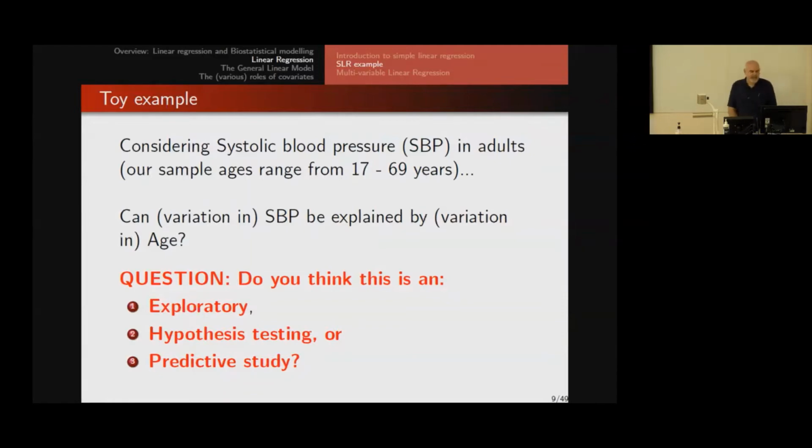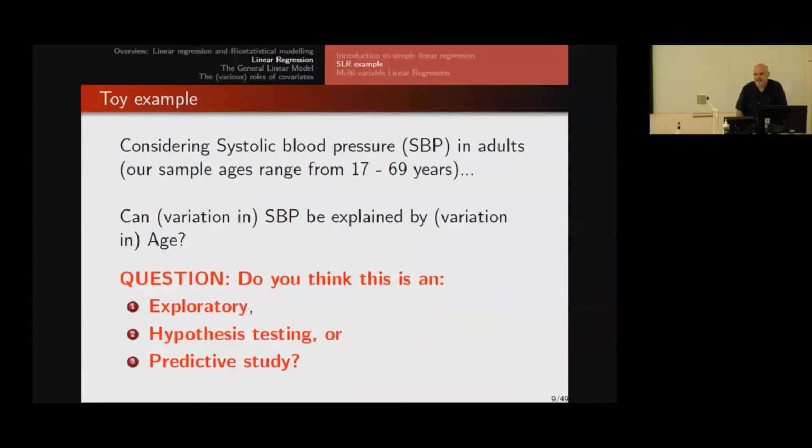Okay. So just out of interest, here's a question for you. Do you think this study, and if you were at last week's lecture, this will mean something to you. If you weren't at last week's lecture, I'm sorry. But I'm going to ask, do you think this research question is an exploratory one, a hypothesis testing one, or that this represents a predictive study?